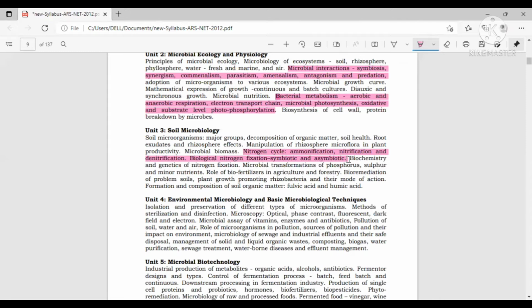Don't stop with the basic things that you have already studied. Just refreshment is not sufficient, because when I was writing my exam, there were 3 questions from this nitrogen cycle and nitrogen fixation area. So you can expect a minimum of 2 or 3 questions from this area. Focus more, prepare well, and you should be thorough with the concept, of course.